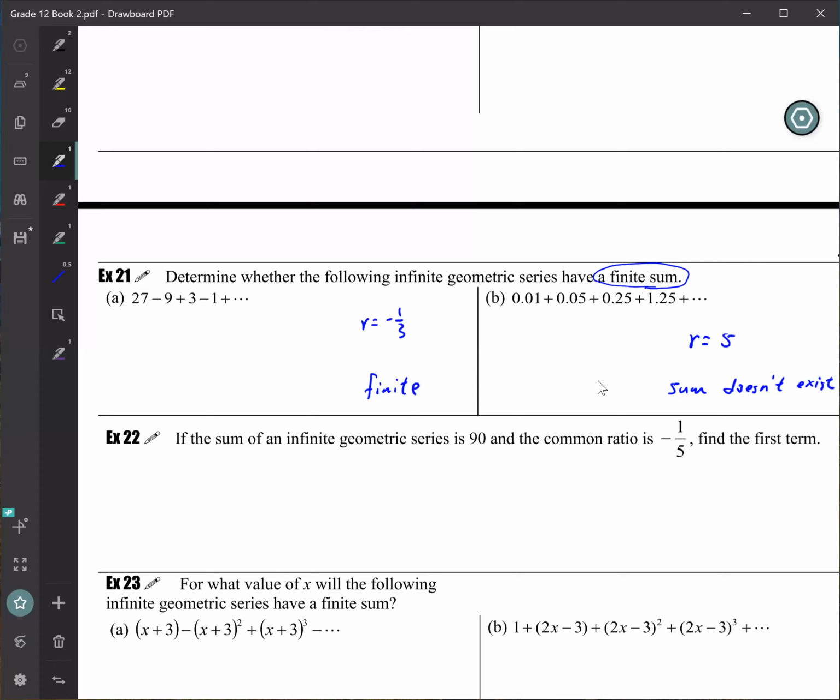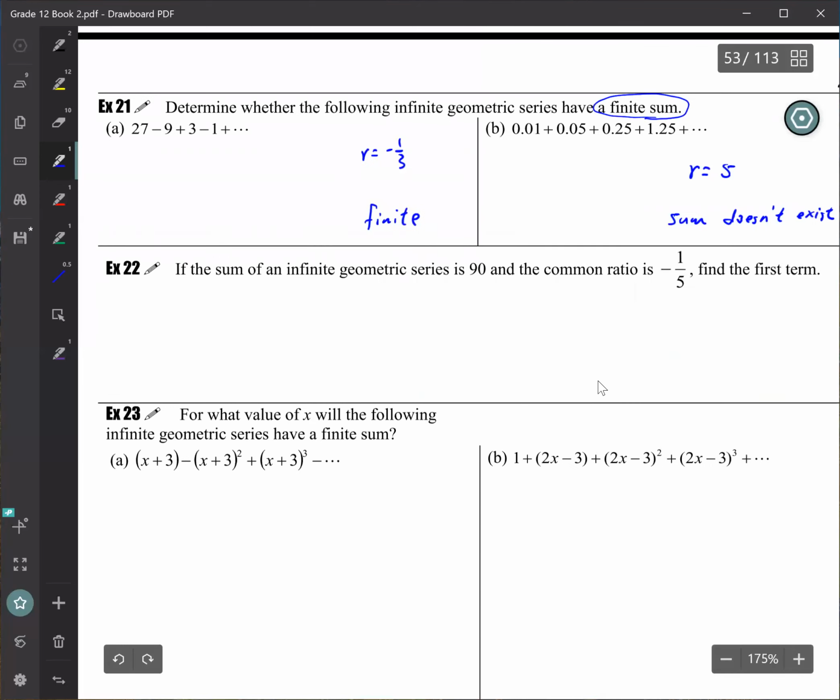So make sure you read the question, right? Don't just start right away and plug into the formula, okay? Both of them, if you plug in the formula, it will come out a number. But then for question B, the answer that you get won't make sense, okay?